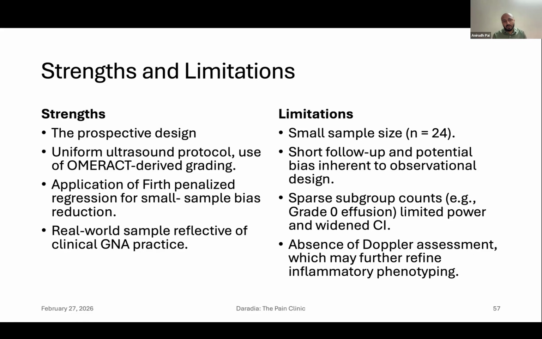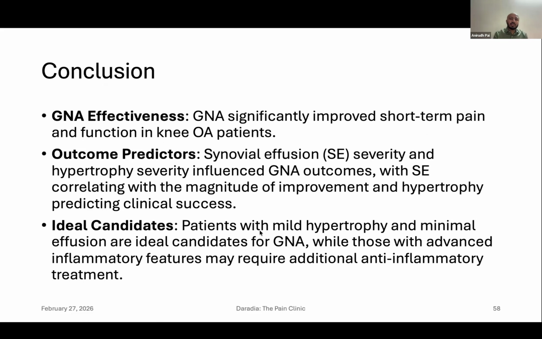The conclusion of this paper was that genicular nerve ablation significantly improved short-term pain and function in knee osteoarthritis patients. Synovial effusion severity and hypertrophy severity influenced the genicular nerve ablation outcomes, with effusion correlating with the magnitude of improvement and hypertrophy predicting clinical success.